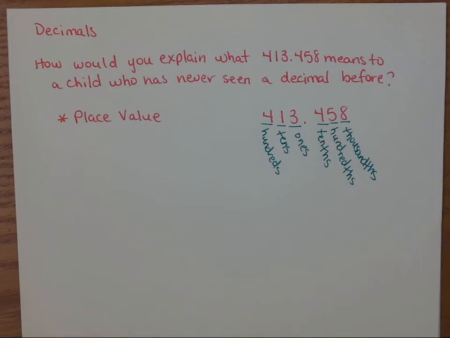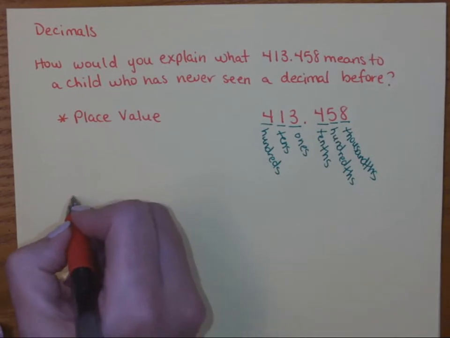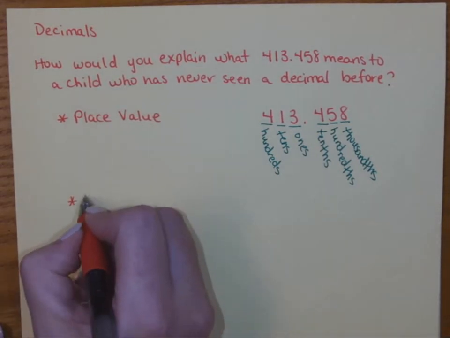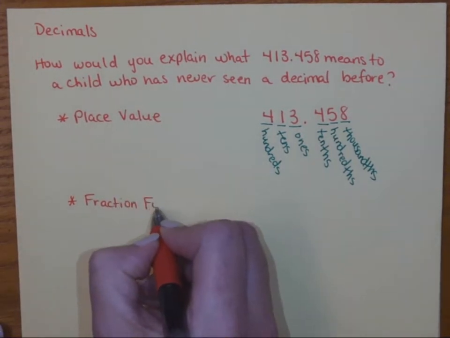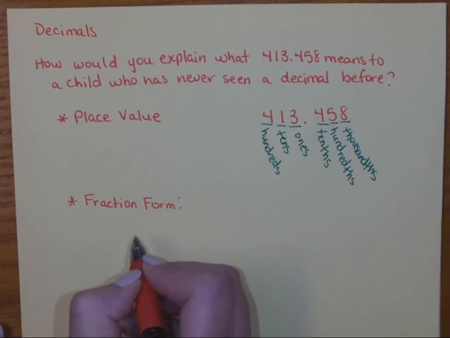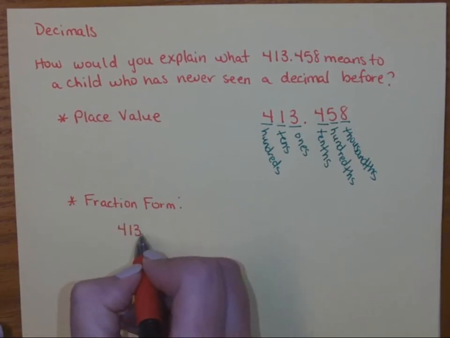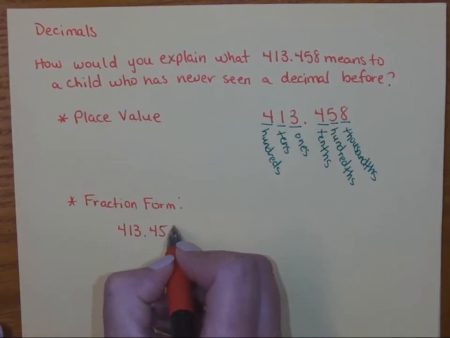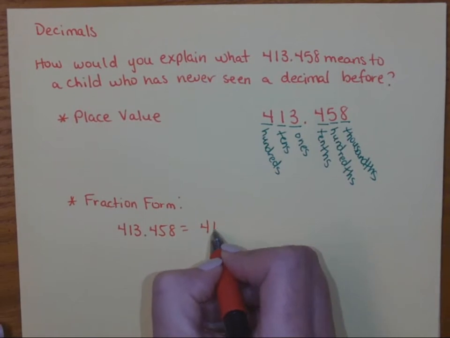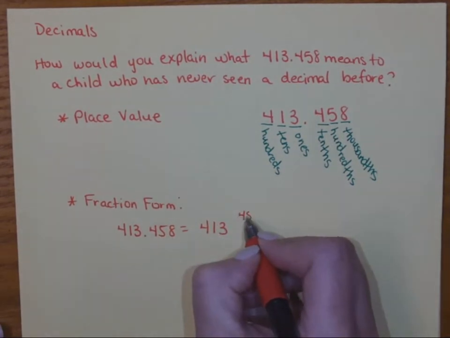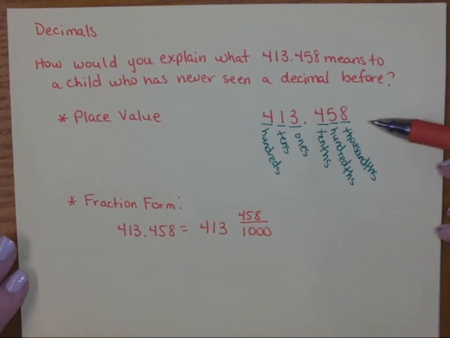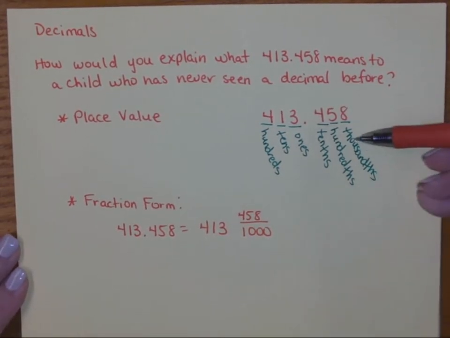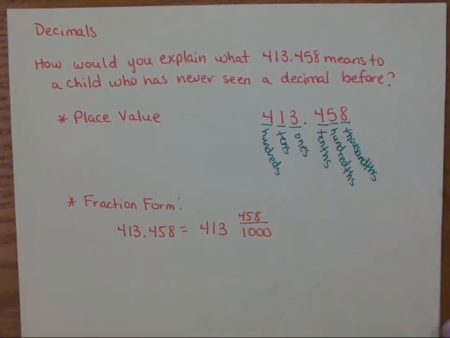Okay, so we're going to talk a little bit more about place value. I'm just trying to introduce some of these things. We might discuss what this is in fraction form. In other words, this would be a mixed number, right? So 413.458 would be 413 wholes and then 458 out of 1,000. Pay attention to the fact that it's over 1,000, right? That's because we're in the thousandths place.